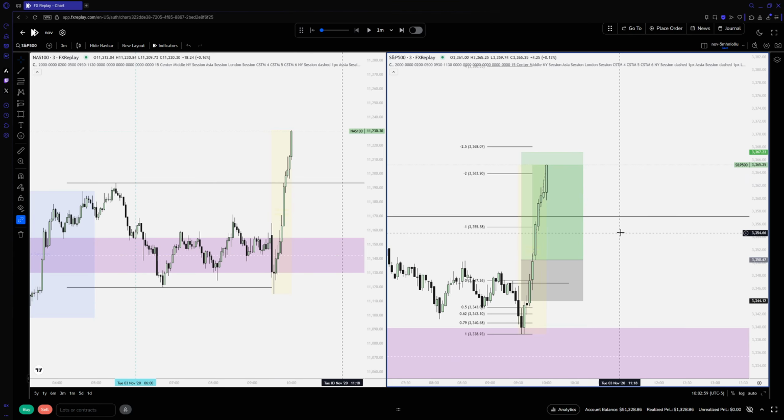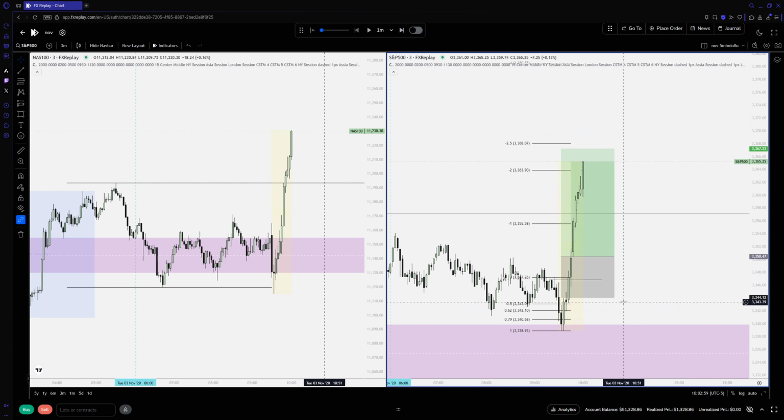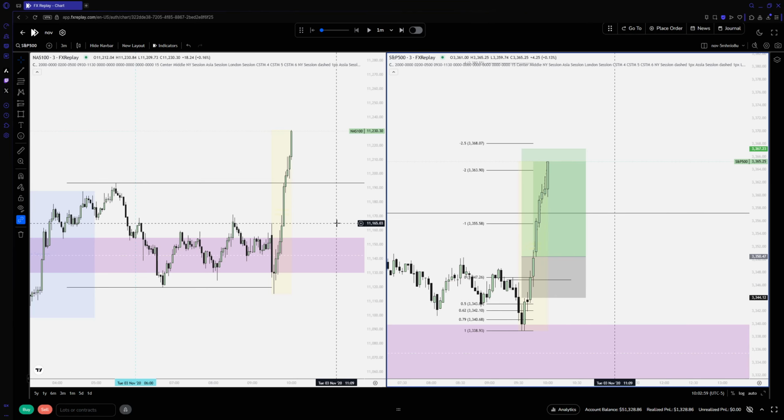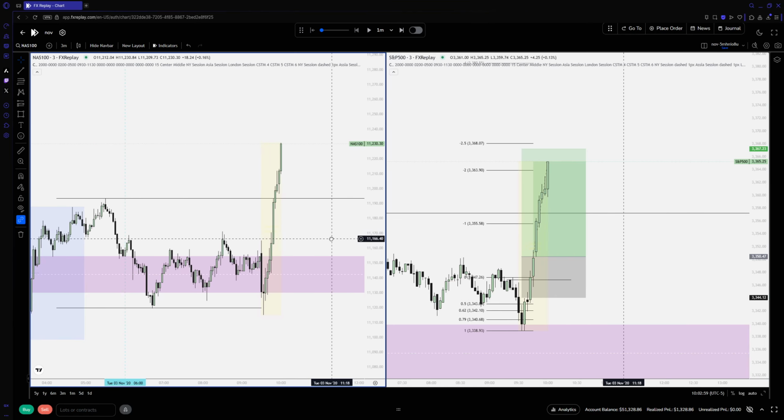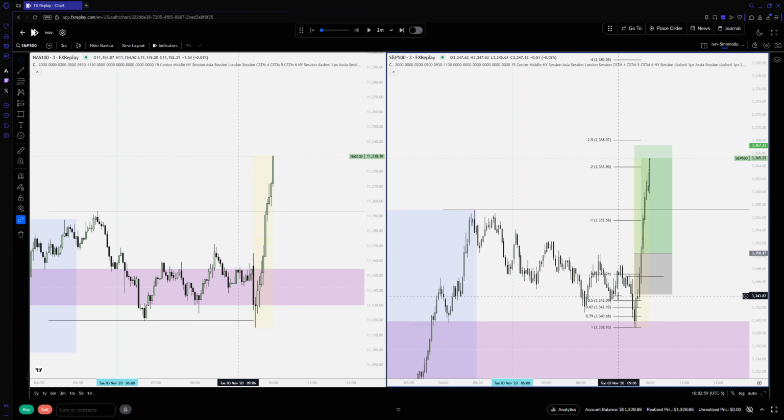Okay, so that's basically it for this. This day was one of the easier days I've had to trade, that's for sure. But I'm honestly just trying to get better at reading price. Every time I think I understand it fully, there's always something to learn, and always something more to understand. So that's basically it.